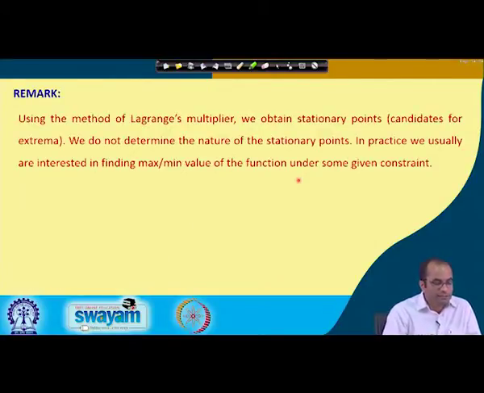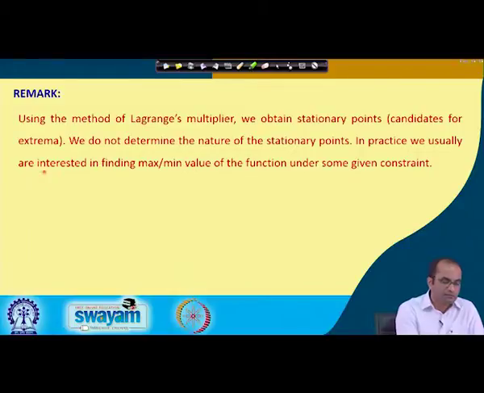And the remark here is that using this method of Lagrange multiplier, we will obtain the stationary points, or rather we call them the candidates for the extrema. These will be the candidates for the extrema. We will not compute the behavior of this point, whether it is a point of local minimum or local maximum. We do not determine the nature of the stationary point.